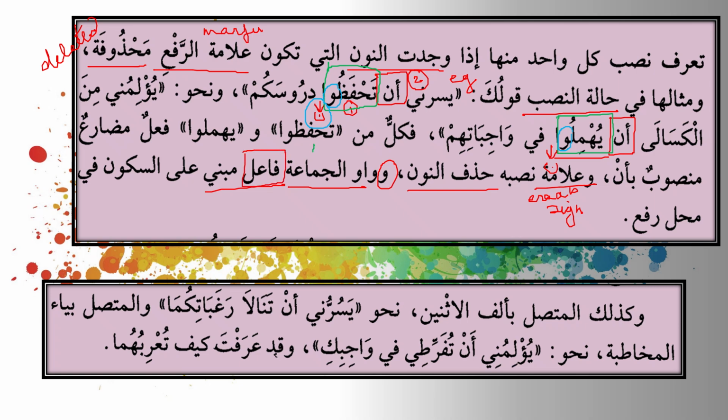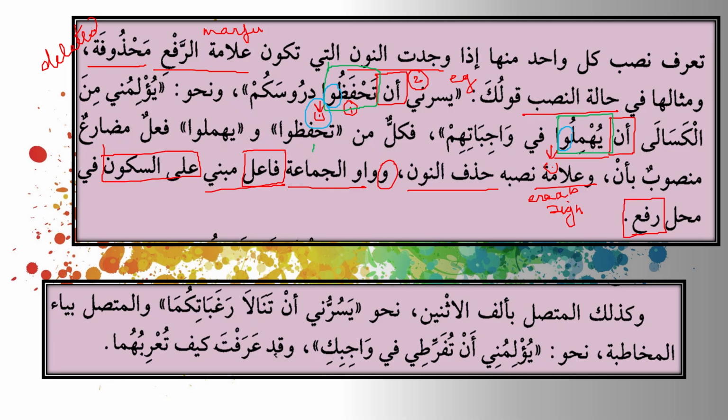Now this damir is always mabni ala sukun. This is a very important point in your Arab. Whenever this wow al jama comes, it is mabni ala sukun. Though you don't write the sukun over the wow, it is always assumed ala sukun, made mabni, fixed on the sukun, fi mahall raf. So damirs are always in the raf case, always marfu.